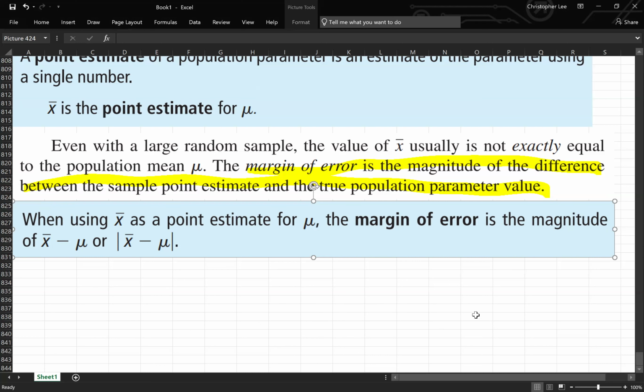I'm not leaving. All right, so when using X bar as a point estimate for mu, the margin of error is the magnitude of X bar minus mu, or the absolute value of X bar minus mu, right? Absolute value is basically a measure of how far a number is from zero, so absolute value is always positive. I want to know how much error is in my answer, plus or minus.